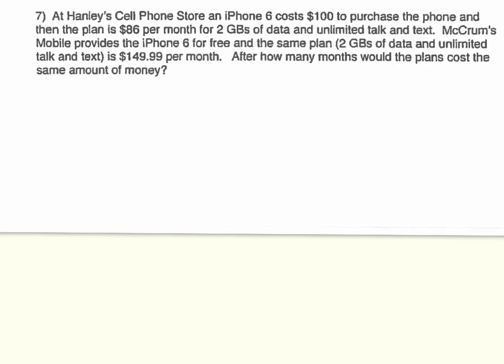Okay, and the last example we're going to talk about really quickly together, hopefully you guys haven't given up on me yet, is number 7, the last one. At Hanley's cell phone store, an iPhone 6 costs $100 to purchase, and then the plan is $86 per month for 2 gigabytes of data and unlimited talk and text. So I'm throwing a lot of numbers at you, but you don't necessarily need to use them all, so keep that in mind. McCrum's Mobile provides the iPhone 6 for free, and the same plan is $149.99 per month. After how many months would the plans cost the same amount of money?